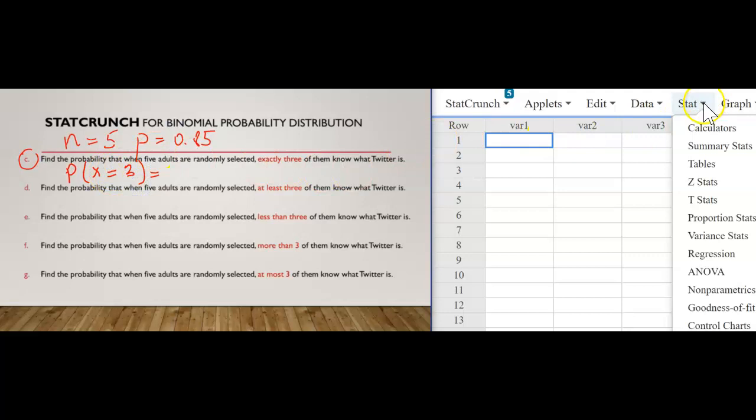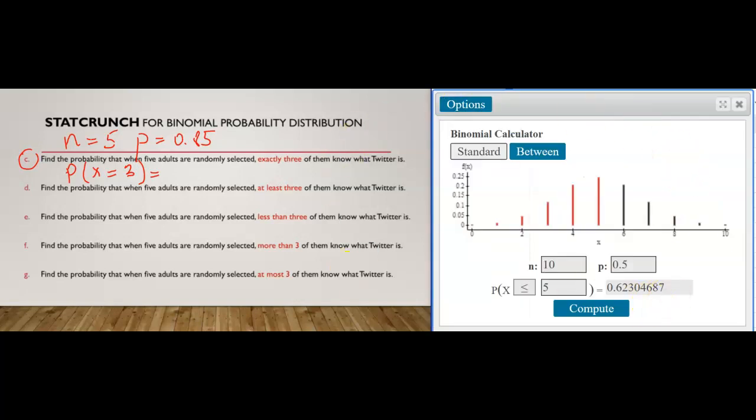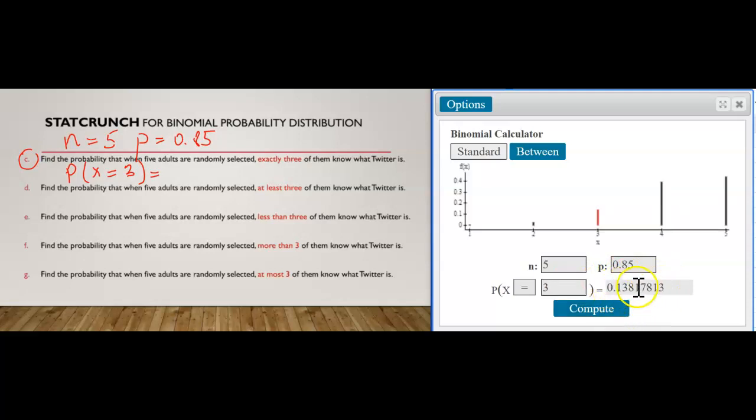In StatCrunch, click Stat, Calculators, Binomial. When this page opens up, change the number n to 5. p is 0.85. Now we need to change the sign to equal 3. The number of successes is exactly 3. Compute, rounding to 3 significant digits: 0.138.